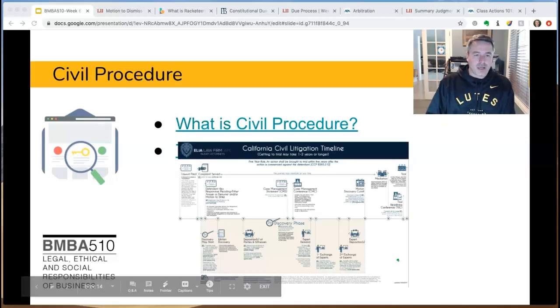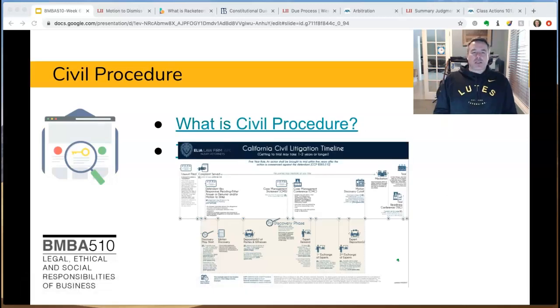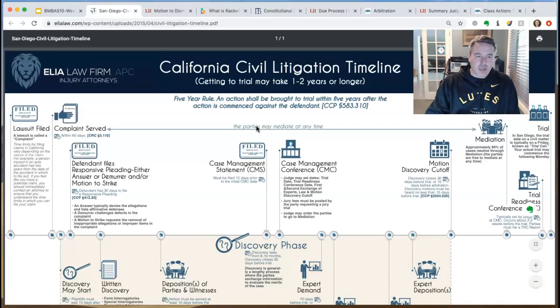All right. So I mentioned earlier I would explain what is civil procedure. What does that term mean? Well, civil procedure means the entirety of the set of rules that govern the procedure of a case from filing all the way to trial and even on to appeal. And this is a really nice timeline graphic that I found online, and if you have these slides you can click on this and see it a little bit bigger.